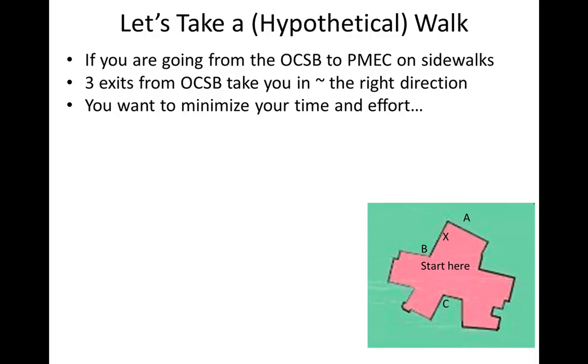So let's take a hypothetical walk. This is an outline of our building, the OCSB. Now, I know our class is not in that building, but you've had classes in that building. Let's say that you're in the classroom that's right here in OCSB, and you're going to go to the engineering building. You could exit out of any one of these doors, or even the door over here, but obviously if you want to get to the engineering building and you want to stay on the sidewalks and get there in the shortest distance, which door would you go out?